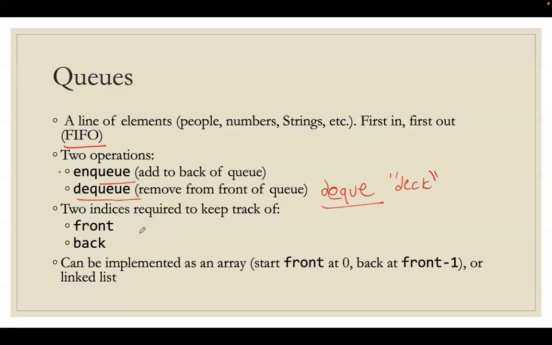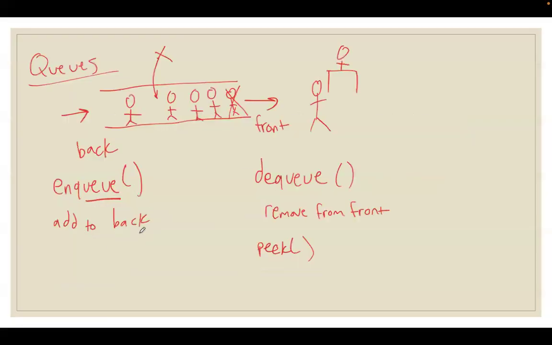So yeah, with a queue we've got two things to keep track of, as opposed to a stack. With a stack, there's only one thing we have to keep track of, which is the top. For a queue, we have two things, front and back.